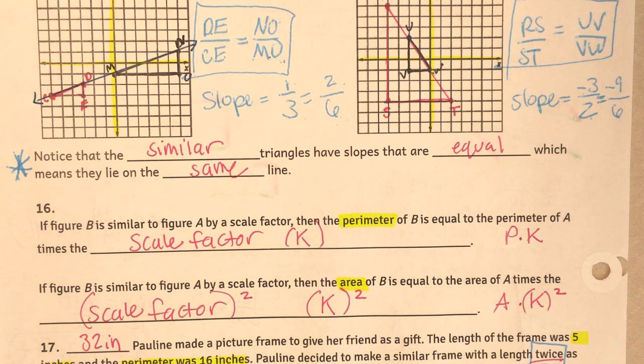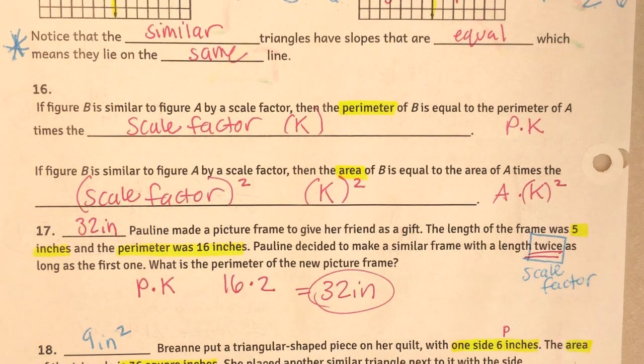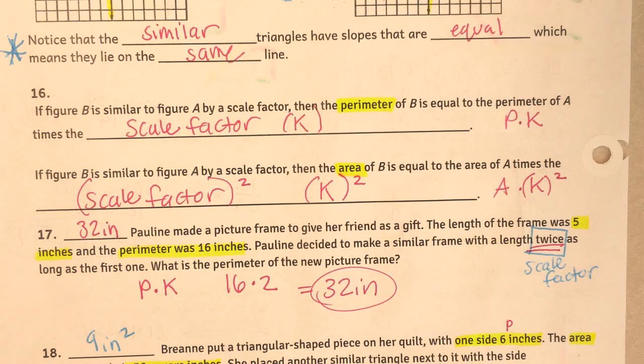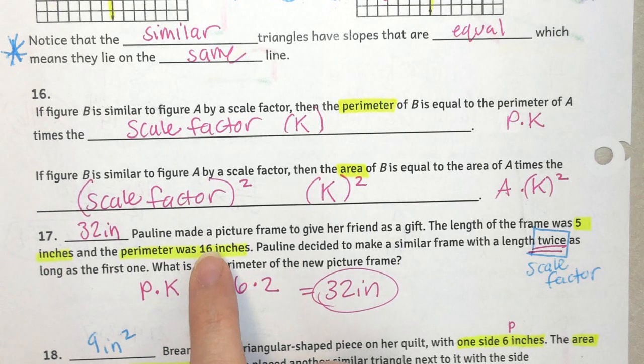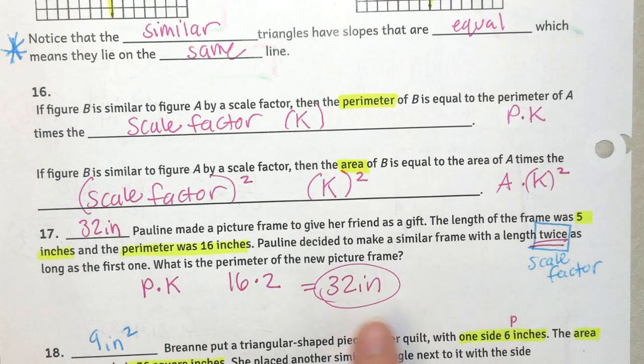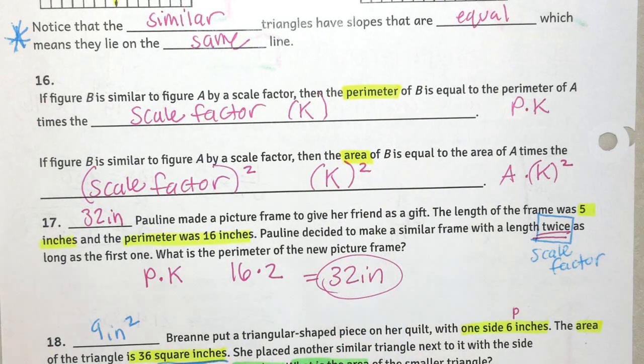Number 17. This one was easier than you probably even realized. It gave us the scale factor. You didn't have to find it. It said it's twice the length. That means it multiplied by 2, just like our notes that said doubled. Okay? And it gave us the perimeter was 16. So if I know my perimeter, I multiply it by my scale factor, and that's my new perimeter. So it's 32 inches.